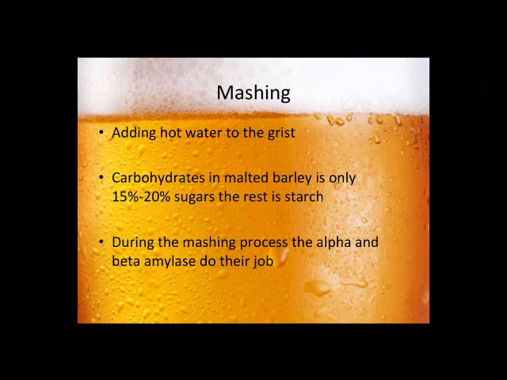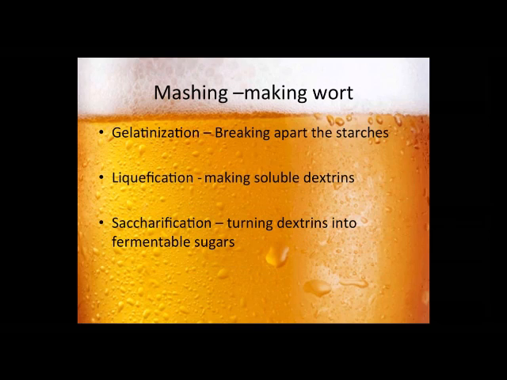There's still some of those enzymes alive and hanging out in the malt. Most of them were destroyed during the kilning process, but there's still enough there so we can reactivate them and in this mash let them do their thing. So what happens in the mash? There are three steps. We have gelatinization, the breaking apart of the starches. Liquefaction, which is making those starches more soluble into dextrins, putting them into solution. And saccharification, turning the dextrins into fermentable sugars.